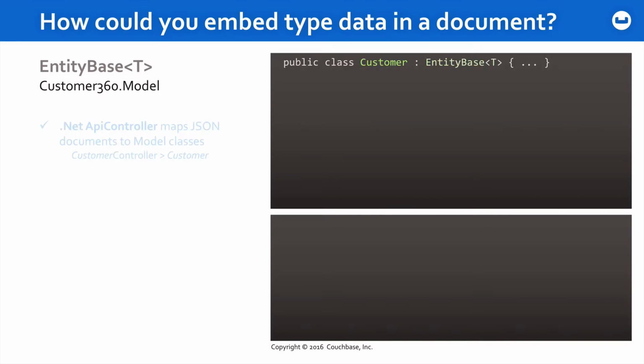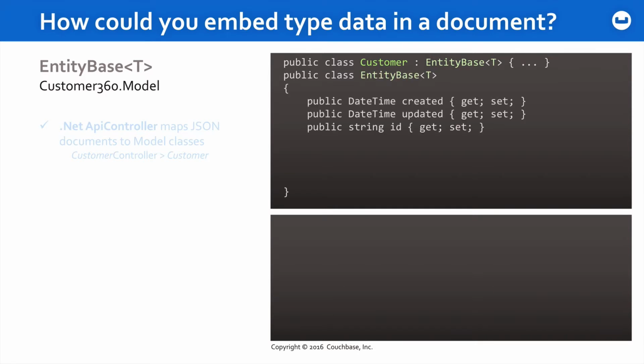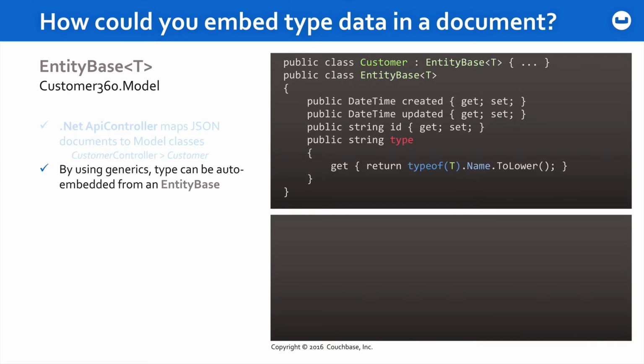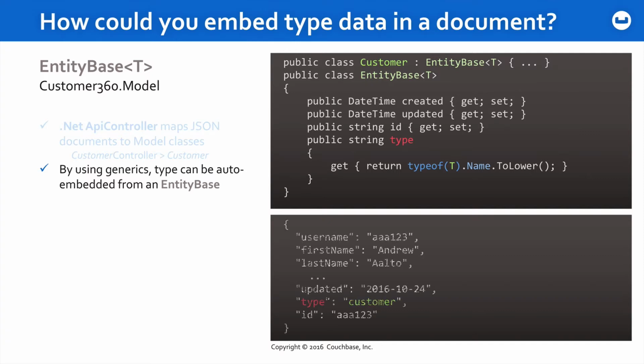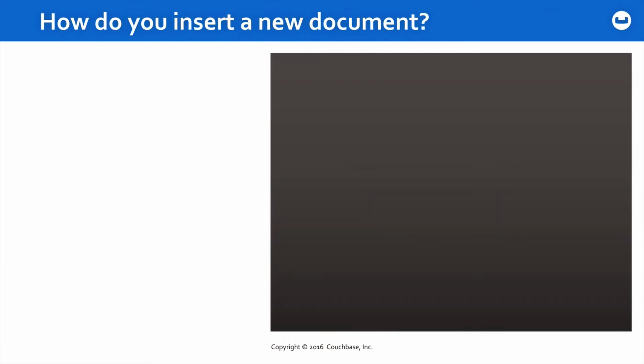So you previously put together this entity base, and then our customer class is derived from it. An entity base is where we set the created and updated and ID and type attribute. Here, taking the generic type from which entity base is created and taking that type value and lowercasing it, for example, and storing it as the type. And so by using generics, we get this behavior just built into the framework. So the resulting document has the document type in it, along with updated and so on.